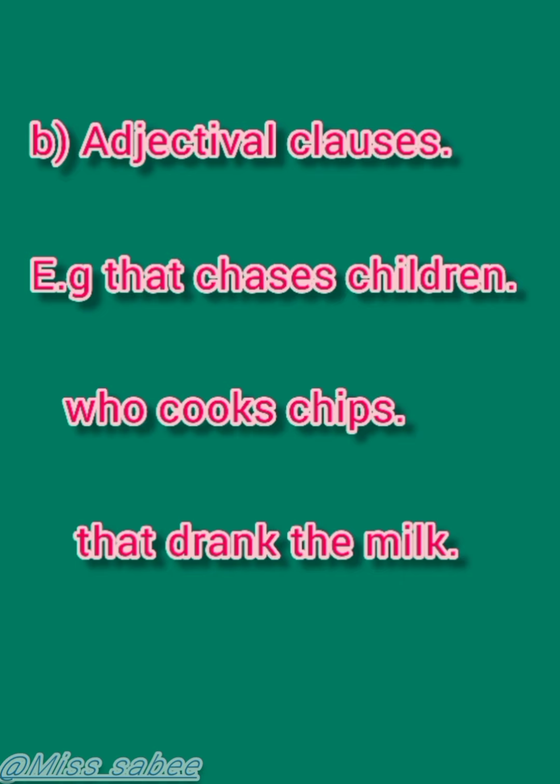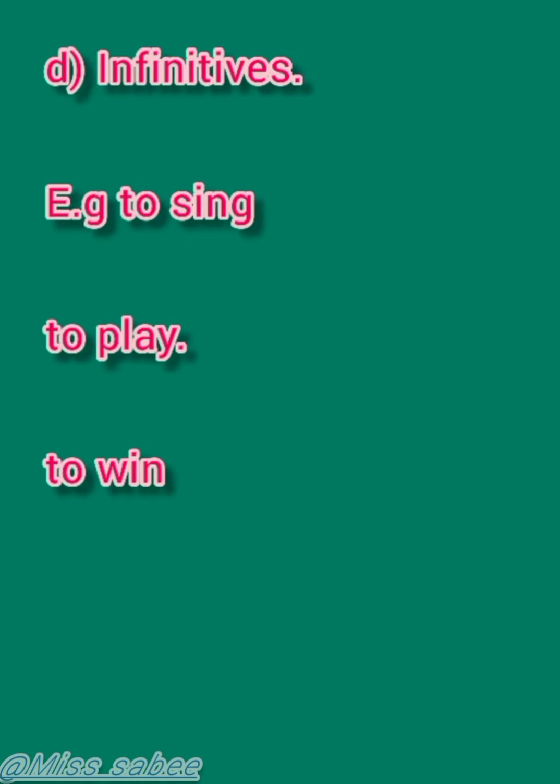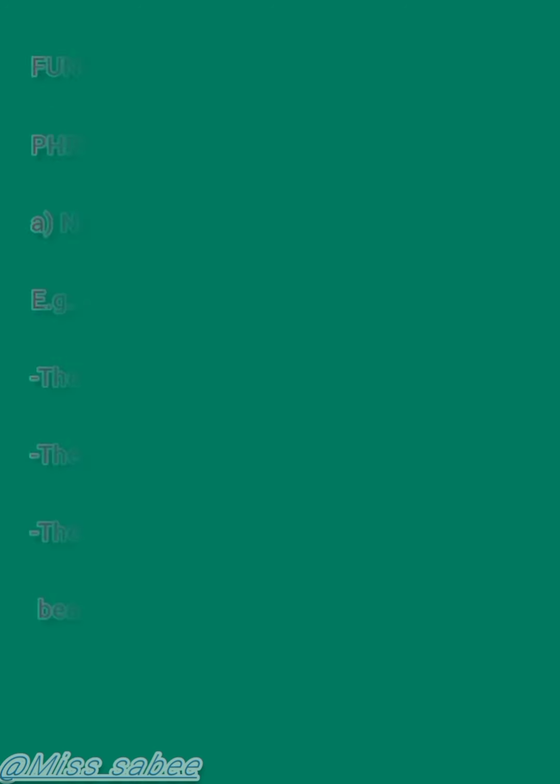Adjectival clauses are also modifiers that come after the noun, and that is why we have these examples. We can say, the man who cooks chips. Man is our noun, and who cooks chips is our adjectival clause. Again, we have infinitives as part of the modifiers that come after the noun.